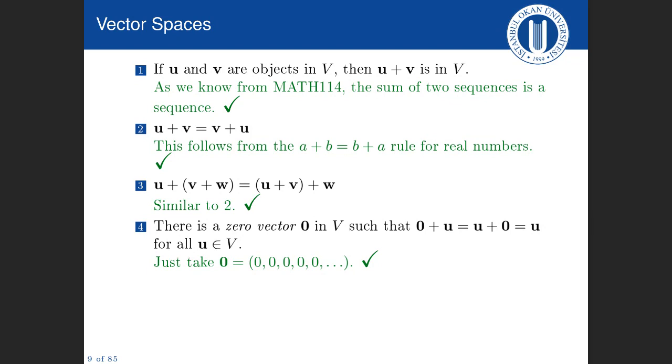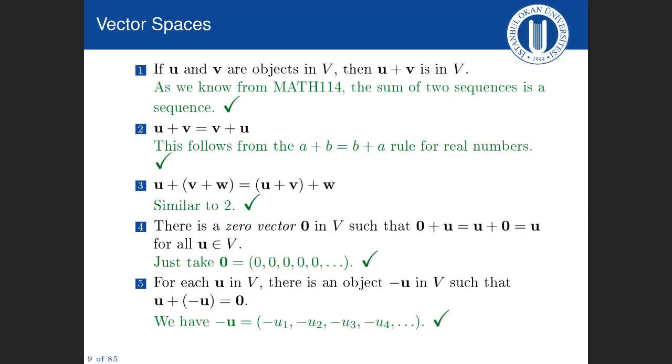We'll just take the sequence where all of the terms in the sequence are 0, and that will work. Axiom number 5, for each sequence we need to have a minus u. Well, that's straightforward. We'll just define minus u to be the sequence with minus u1, minus u2, minus u3, minus u4, etc. So axiom 5 is also satisfied.